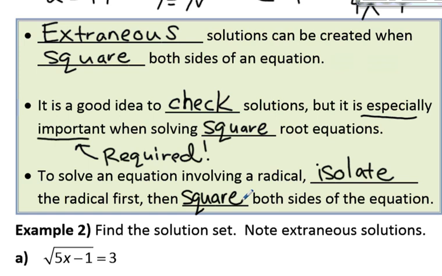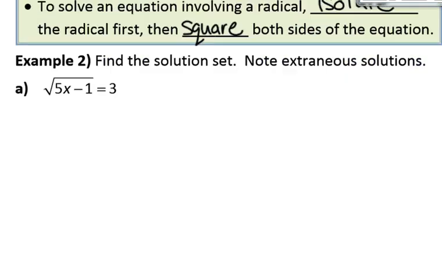All right, so let's try example 2. So example 2, that's involving a radical. And again, in order to solve, I want to get that radical by itself first. And actually, in this first example, it's already by itself, because the 5x minus 1, remember that's called the radicand. All of that is under the radical. There's nothing outside of that radical that hasn't been taken care of.